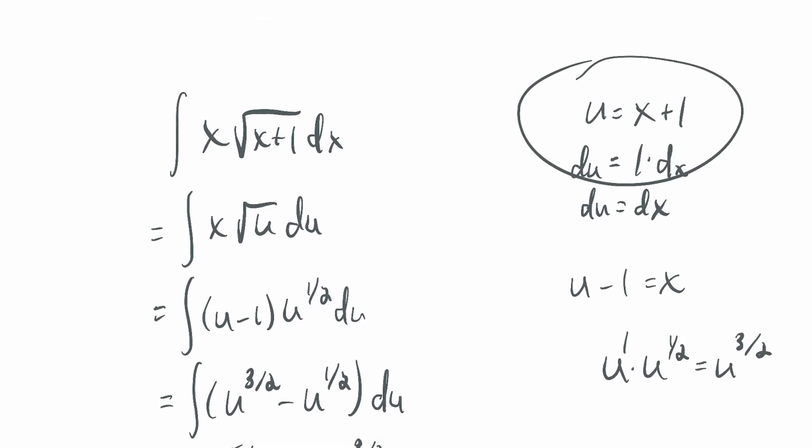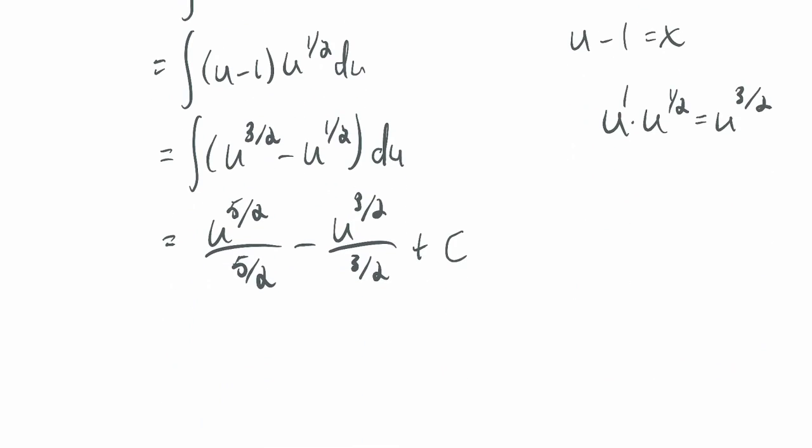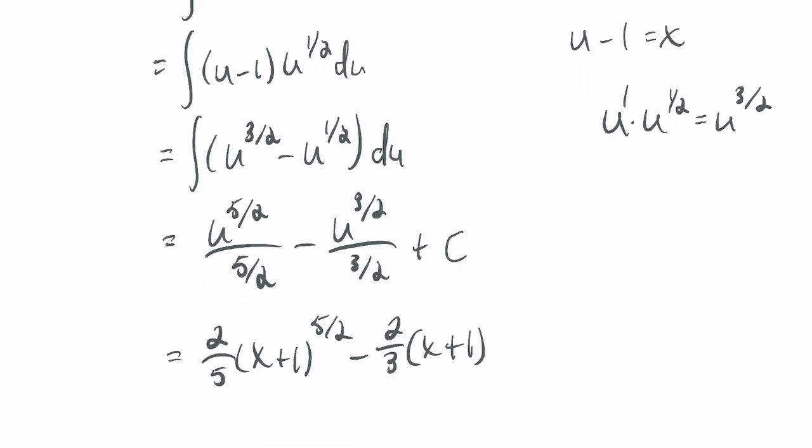And again, as before, we've made up u to help solve the problem, so it can't be in our final result. So this is 2/5 times x plus 1 to the 5/2 power minus 2/3 times x plus 1 to the 3/2 power plus c. Okay, and there we go. That's the antiderivative.